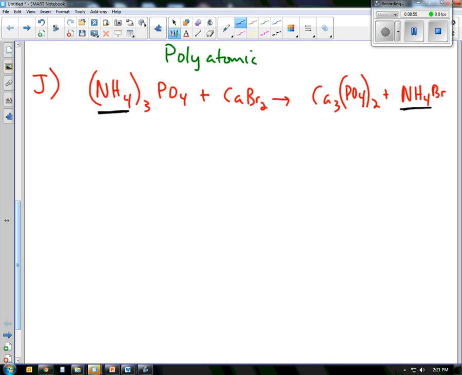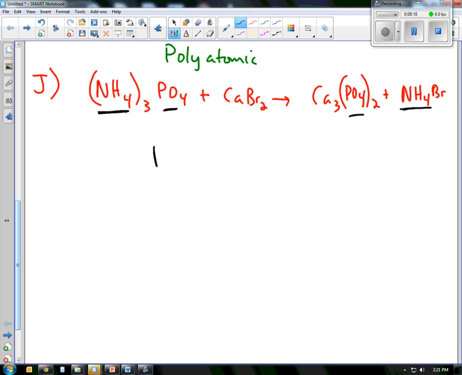That means that instead of balancing nitrogen and hydrogen separately, we're going to balance them together as a group. And you see, you also have phosphorus showing up on one side and the other, so we can keep that together as a group. And then the calcium will work out together with the bromine.